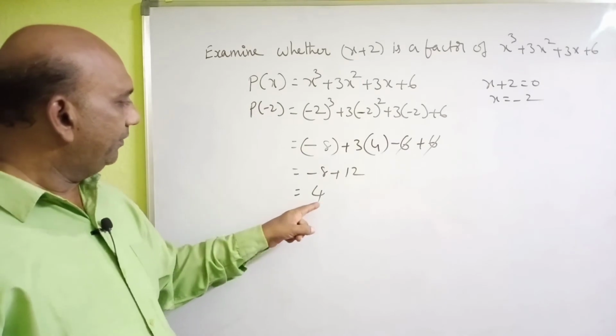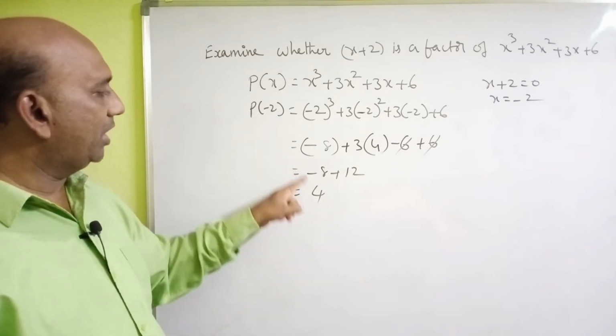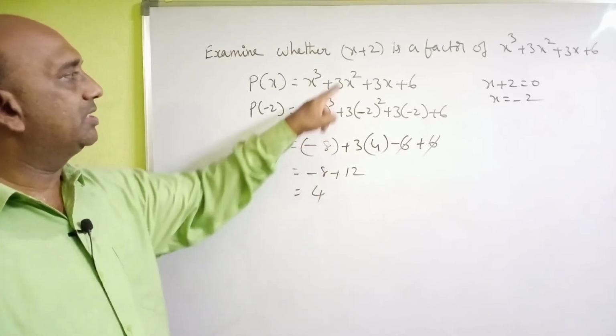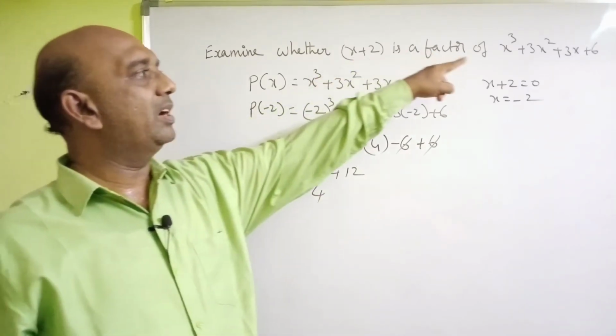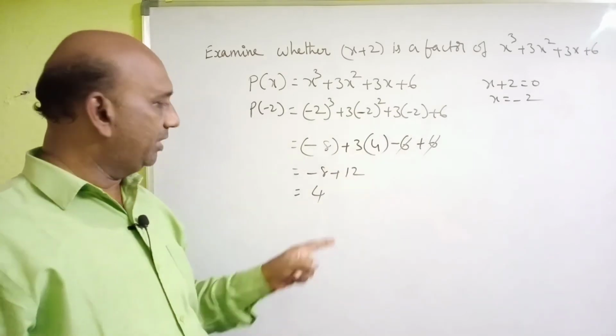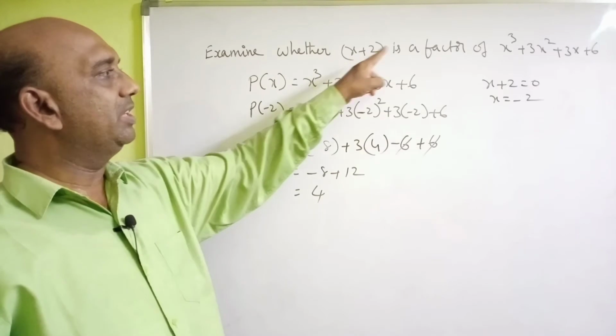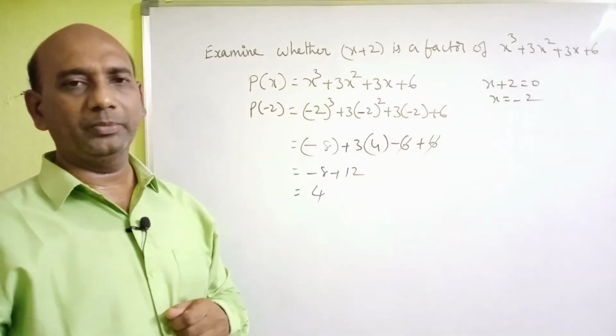Here we got P of minus 2 value equal to 4. If it is 0, then we can say that x plus 2 is a factor of that given polynomial. But it is not equal to 0. We got 4. That's why x plus 2 is not a factor of that given polynomial.